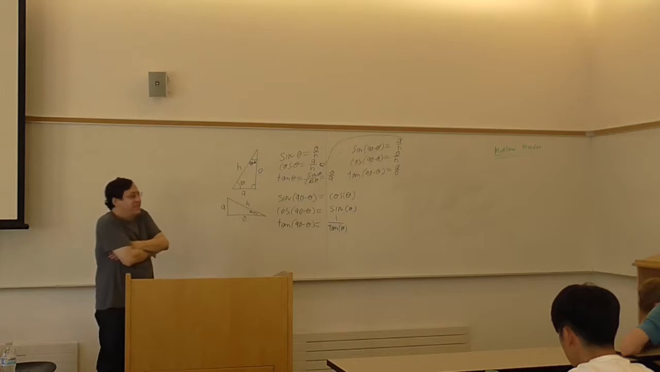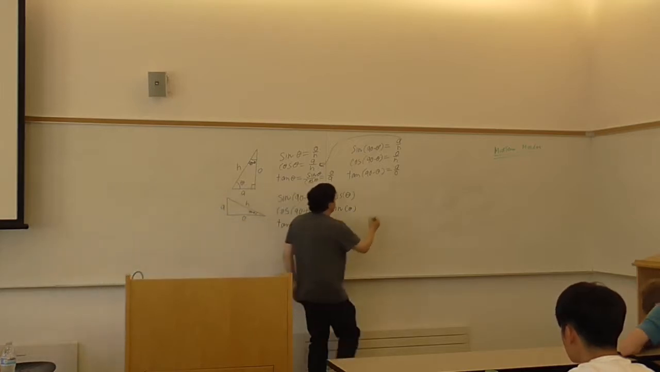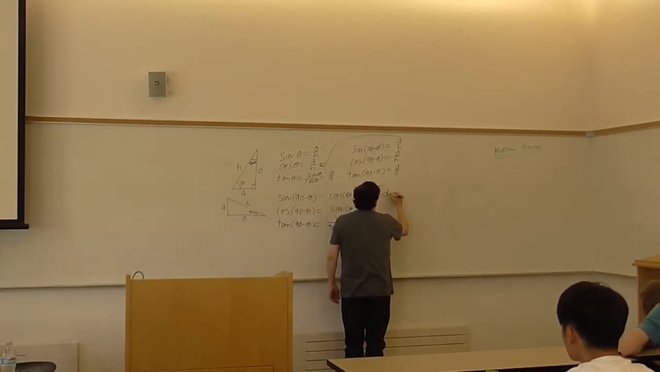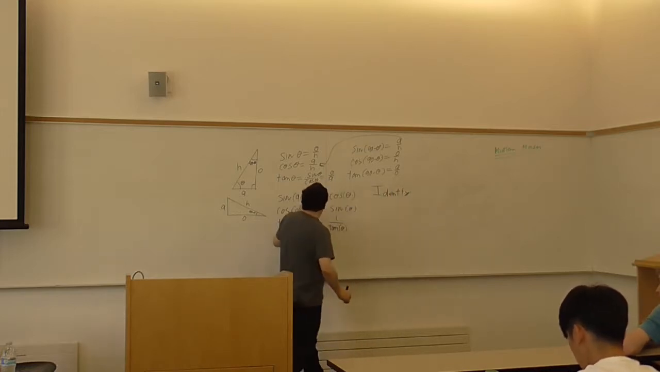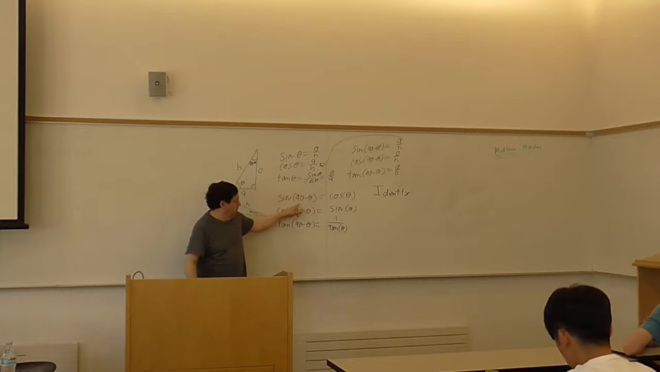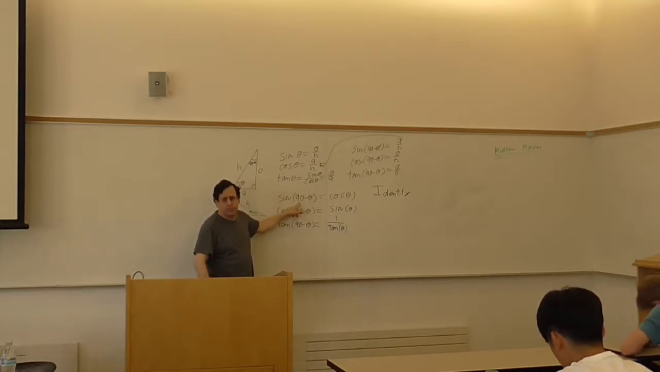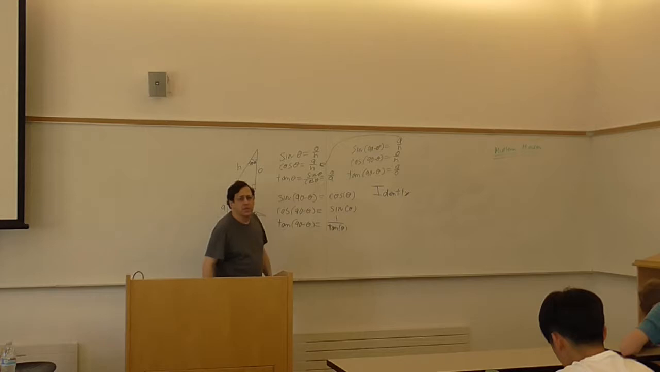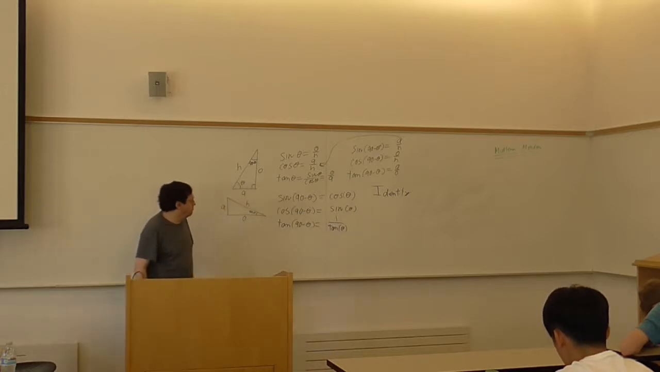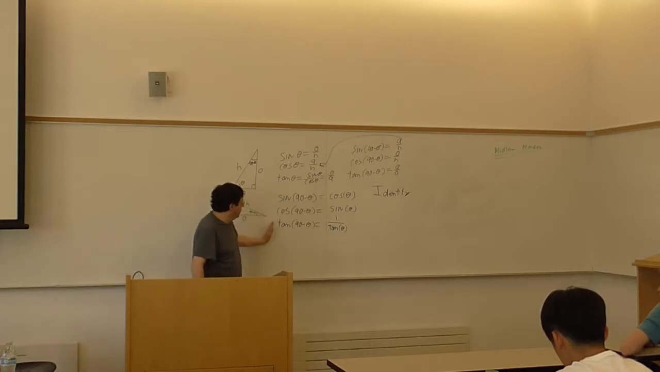So what I mean by an identity is a statement, it doesn't have to involve trig functions, we're going to see it mostly in the context of trig functions, which is true for all theta. So we have these 3 identities now that we can use when we need to.